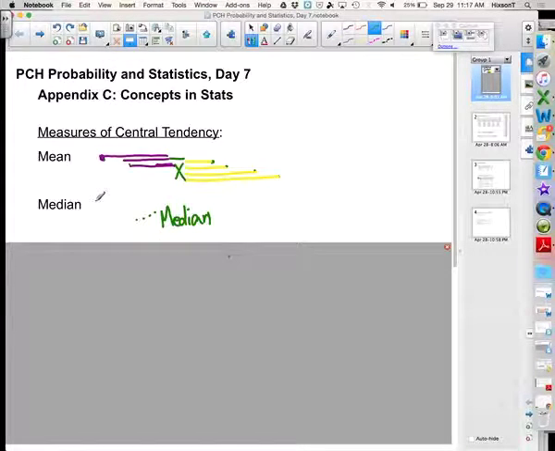Somewhere where it will actually let me write. What's going on here? I don't know what's going on with my board today.